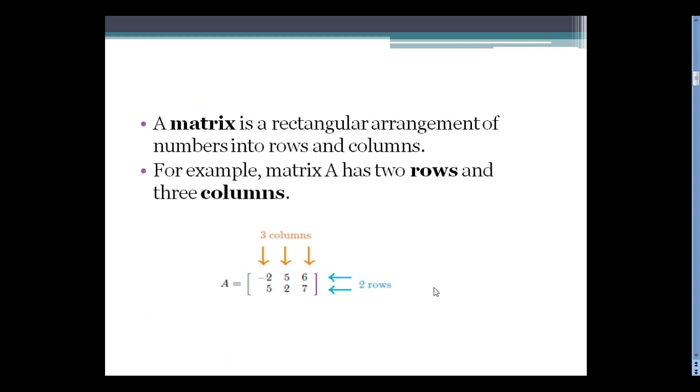What do you know about a matrix? A matrix is a rectangular arrangement of numbers into rows and columns. A matrix with 2 rows and 3 columns is given here. So look at the matrix A, it has 2 rows and 3 columns.